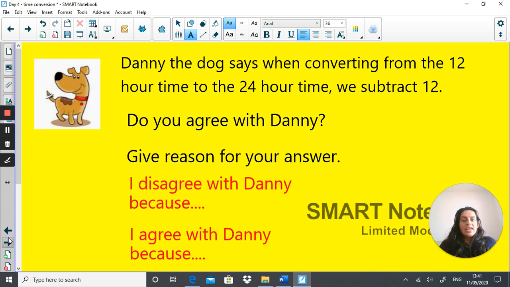Right, okay. So hopefully, we already know that the number 12 is very important when converting between a 12-hour clock and a 24-hour clock. What Danny is saying is when you convert from the 12-hour time to 24-hour time, we subtract 12. That's not correct. You actually add 12. It's when you're converting from a 24-hour clock to a 12-hour clock, you subtract the 12. So hopefully you were able to pick up on that small little mistake that Danny Dog made.